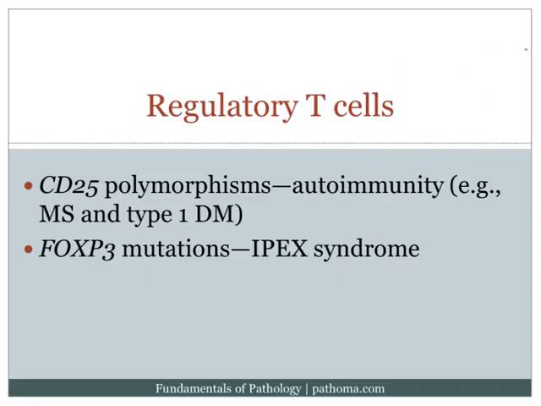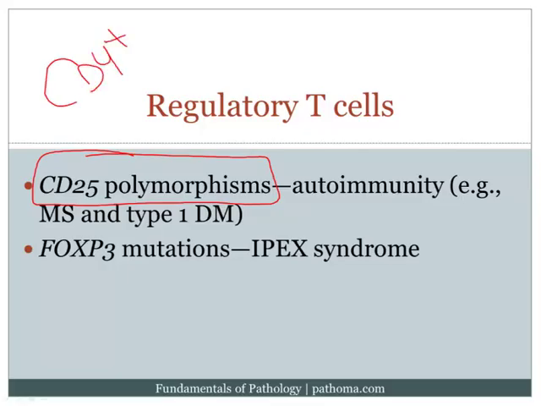Now let's go back to the slide for a minute, because I want to show you the importance of regulatory T cells as far as human disease is concerned. One of the things that we know is that the CD25 polymorphisms are associated with autoimmunity. For example, there's a relationship between multiple sclerosis and type 1 diabetes. Now, one explanation of this could be that CD25 is essential for regulatory T cells. Remember that they're CD4 positive, CD25 positive, and FOXP3 positive.